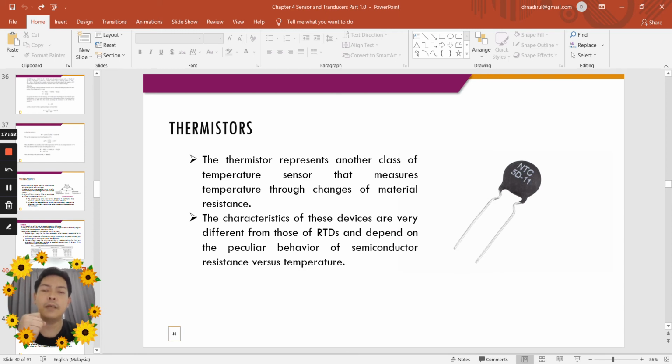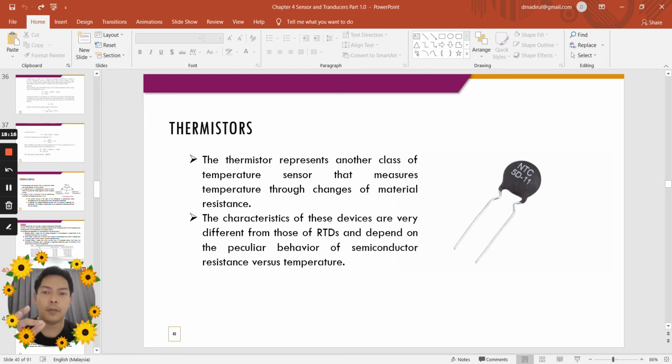Another type of temperature sensor is the thermistor. The thermistor represents another class of temperature sensor that measures temperature through the change of material resistance. The characteristics of this device are very different from those of the RTD and depend on the peculiar behavior of the semiconductor resistance versus temperature. So this is another example of a thermistor.